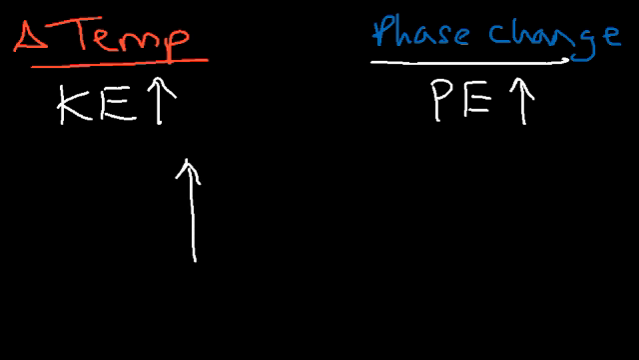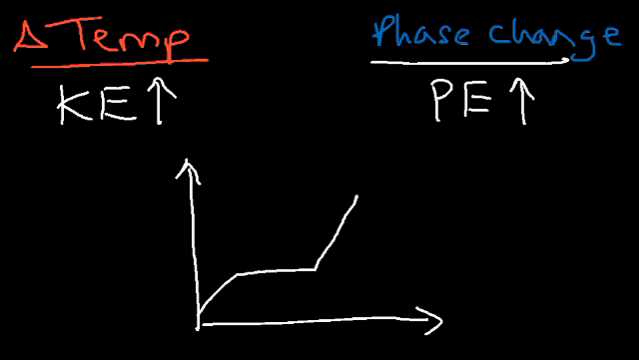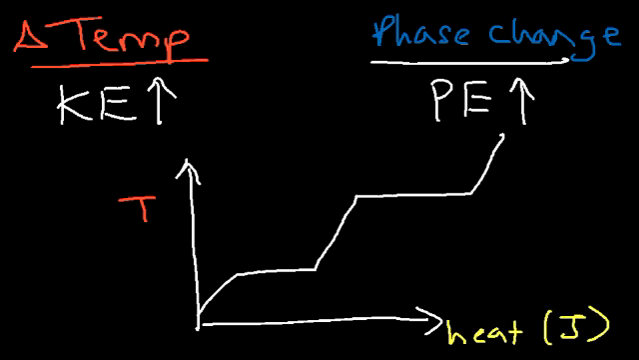So let's draw the heating curve. Let's say this is for water. On the y-axis we have temperature, on the x-axis we have heat energy in, could be in joules or kilojoules. So this is the solid phase, this is the liquid phase, and this is the gas phase. As you add heat, notice that the temperature of the solid goes up. So during this time you're adding kinetic energy, you're increasing the kinetic energy of the system.